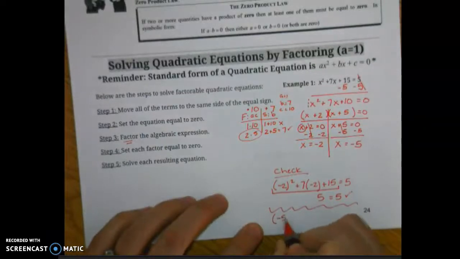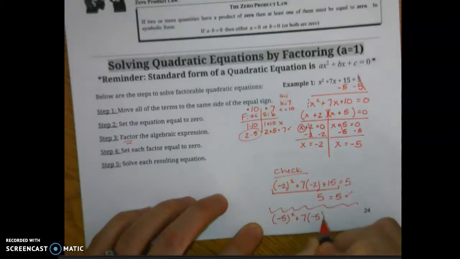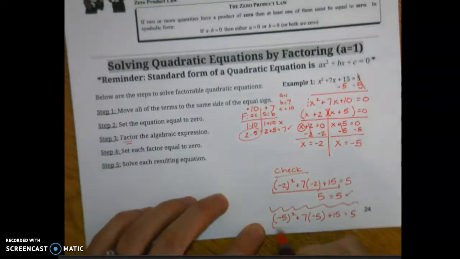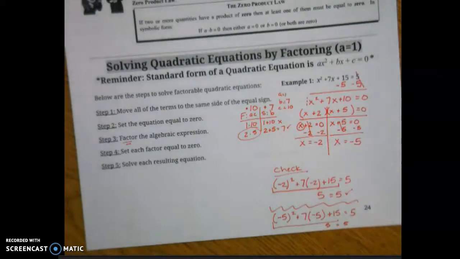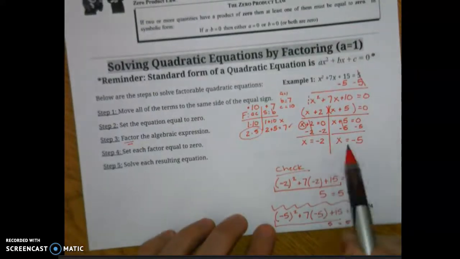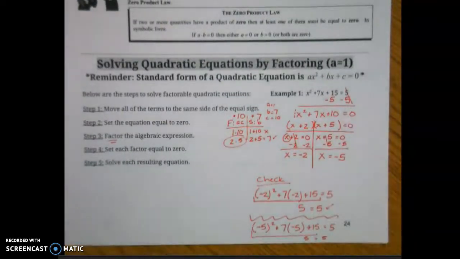So you do negative 5 squared plus 7 times negative 5 plus 15, and you should also get 5. So if you type this into your calculator, you're going to get 5. Okay, so the quadratic equations, sometimes we have two values that make the equation true.